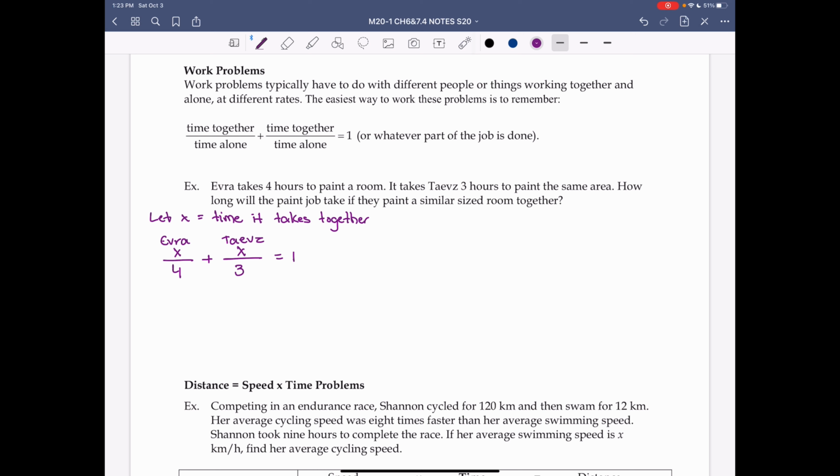Now we can solve like normal. We don't need to factor anything. Our NPVs, we don't have any variables on the bottom, so our NPVs are none.